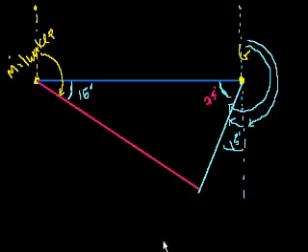What's this angle going to be? Well, these all have to add up to 180, right? So this is going to be 180 minus 15 minus 75. That's 180 minus 90, so 180 minus 90 is 90 degrees. So this angle here is 90 degrees. It's a right angle. Interesting.